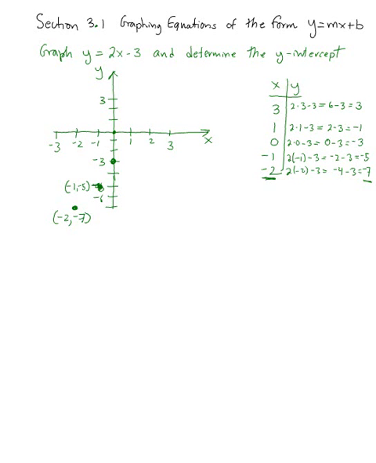1, -1. 1, -1 means I start at the origin. I go right 1 and down 1. That's right there, right on top of where I wrote the number 1. And finally 3, 3. So 3 to the right, 3 up. That's right there. Now, if I've done it all correctly, which I think I have here, my dots should fall into a nice straight line.